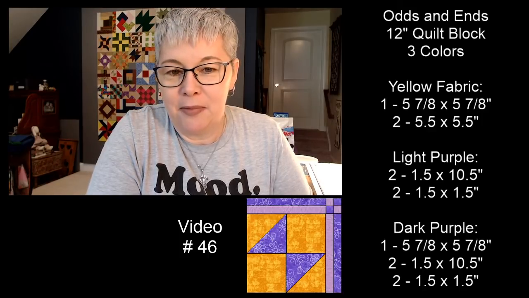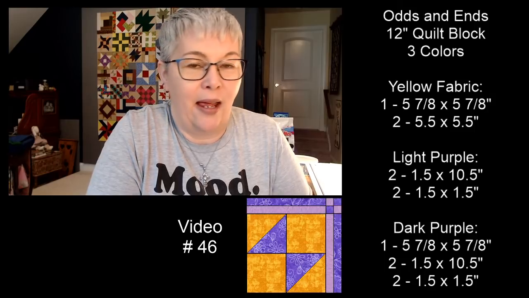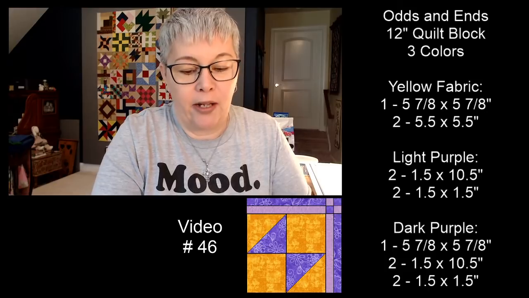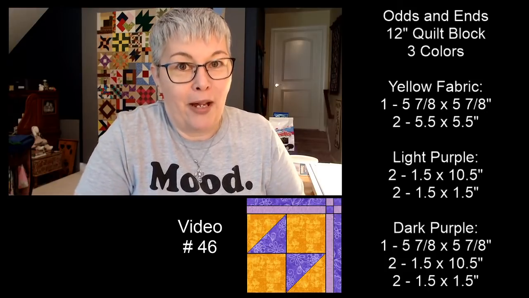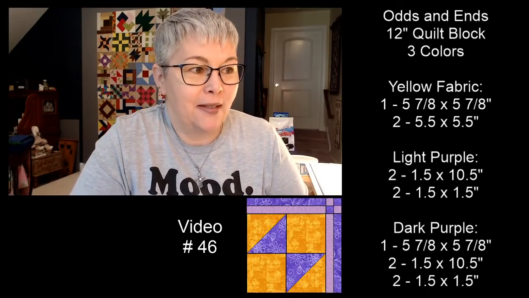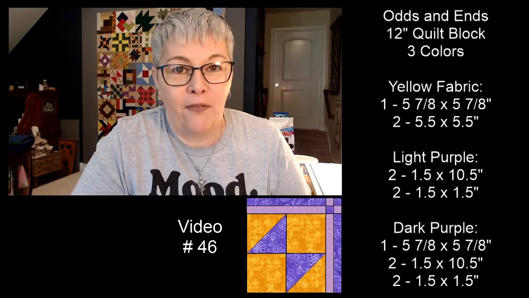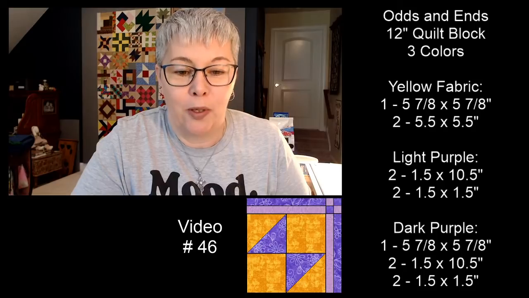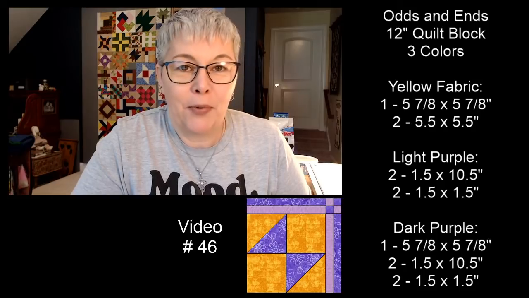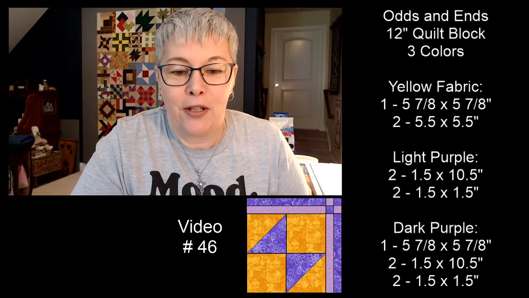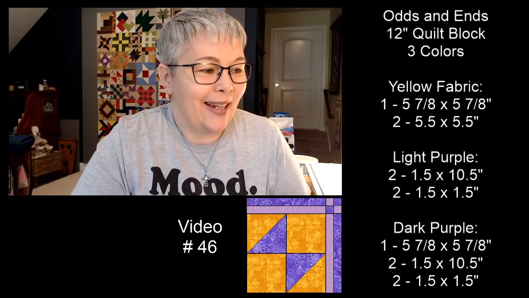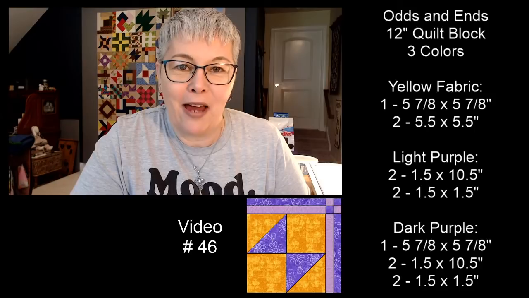Today we're going to spend some time making the odds and ends quilt block. This is going to be a 12-inch quilt block. It'll actually finish at 12.5 by 12.5 with our seam allowances. You'll need 3 colors of fabric, and the pieces are here on the screen of what you need to make this quilt block. And an example of the quilt block is also here on the screen. Today I'm using purples and pinks like you see on the screen. Should be a lot of fun.